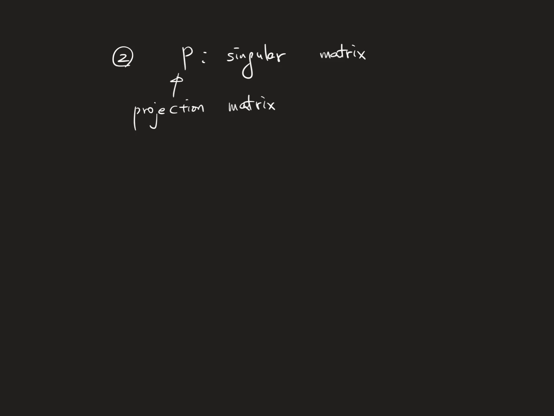Another fact is that a projection matrix is a singular matrix. The determinant of P will be 0, so that means the determinant of P minus 0 times I will be 0. So lambda equal to 0 is an eigenvalue.